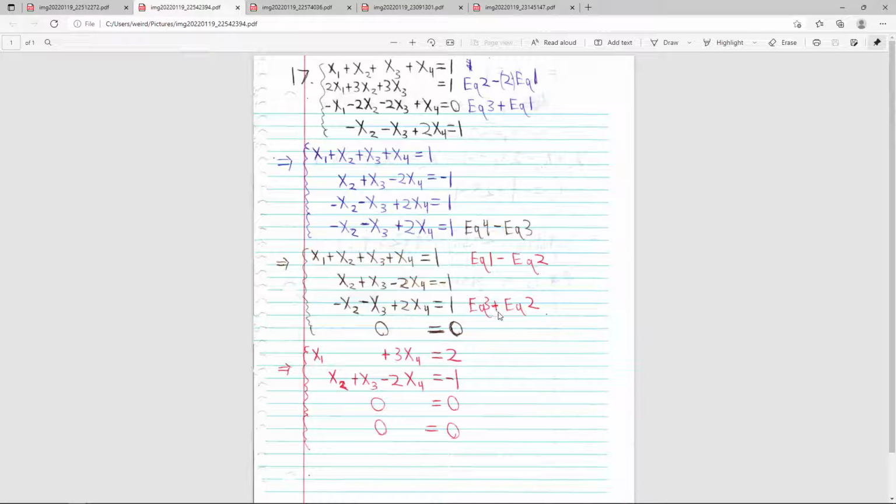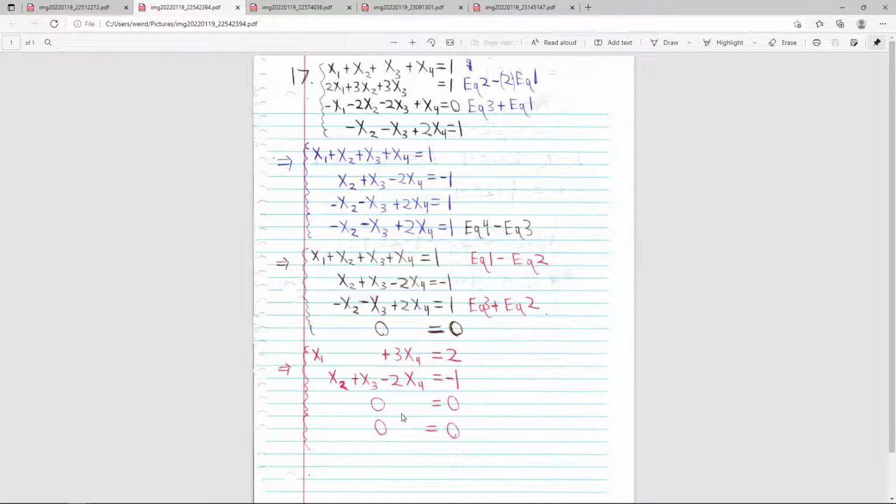And equation 3 plus equation 2, well, negative 1 plus 1 is 0. Negative 1 plus 1 is 0. 2 minus 2 is 0. And 1 minus 1 is 0. So 0 equals 0. So we have very quickly simplified this down. We're about done, almost. Yeah, that's where we end the simplification.